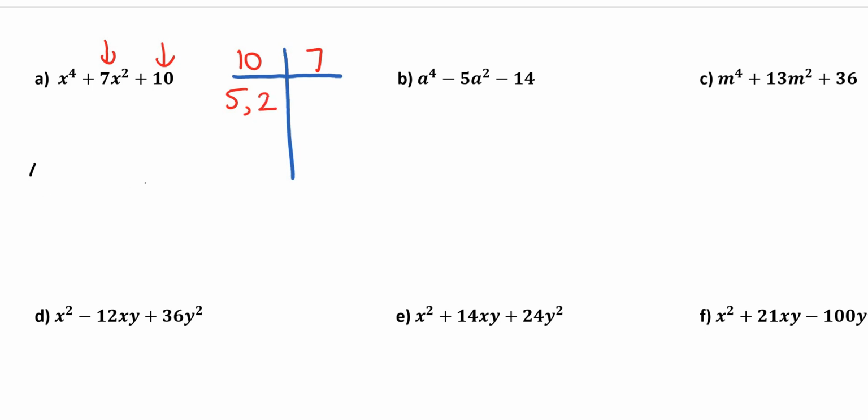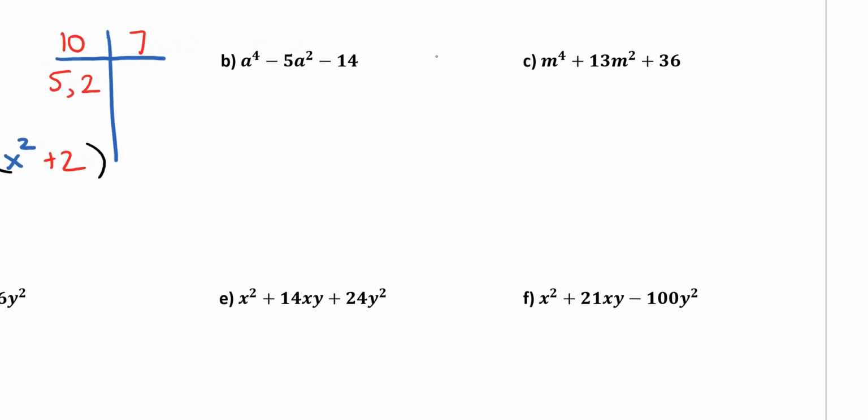And when I set my brackets, I do need to change something slightly here. I have x to the power 4, so in order to get x to the power 4, this has to be x to the power 2, and that should be x to the power 2. And then after that, we can just add our numbers, plus 5 and plus 2. And then we're done that particular problem. Okay, so it's just one extra step from the previous problems that we've been doing.